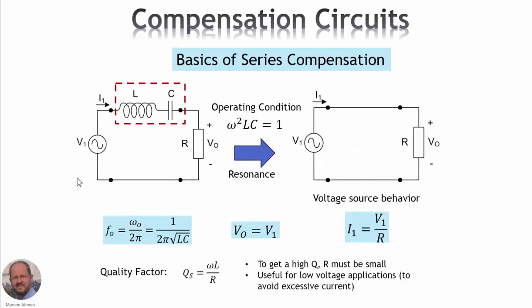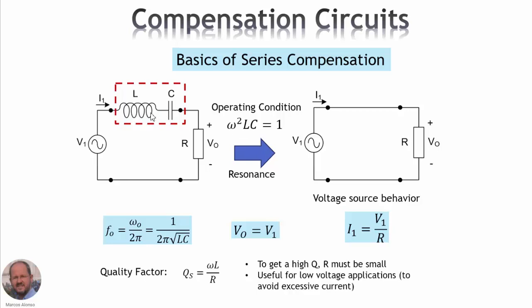There are two basic compensation circuits. One is the series compensation and the other is the parallel compensation. Let's start with the series compensation, which is shown here in this slide. The idea is that we are always going to have an inductor in our system because it is the inductance corresponding to the coil that we are using in our IPT system. So if we add a series capacitor as shown here, then we can operate our converter at resonant frequency.